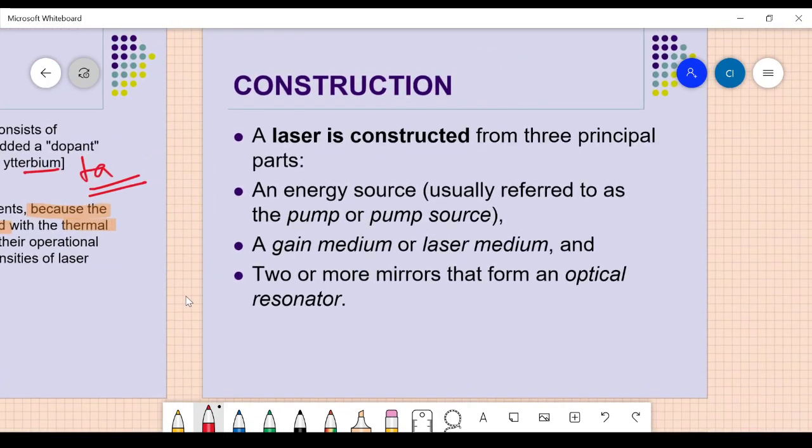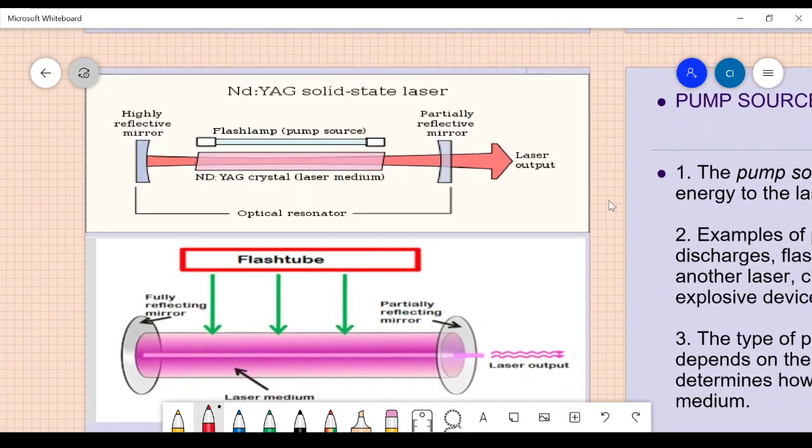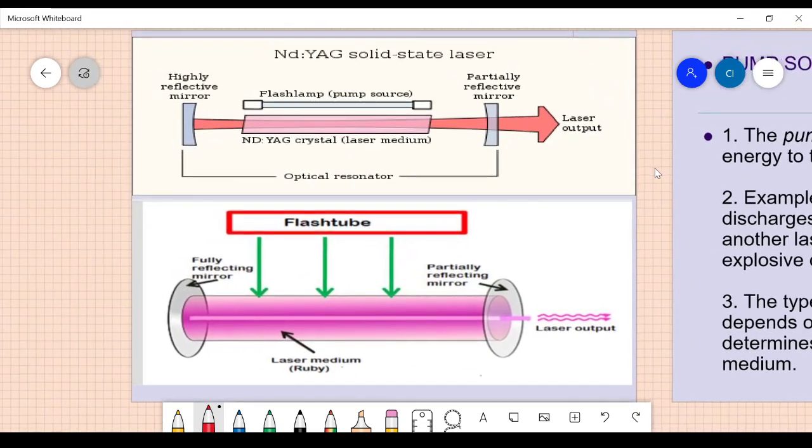Construction is not in your syllabus, but a laser is constructed from three principal components: an energy source, a gain medium, and mirrors forming the optical resonator. Let's have a look, because unless we have an idea of how a solid state laser looks, we are not going to understand many things about it. Here is a highly reflective mirror, and then you have the flash pump source, which is the source of all your light. You can use any material there. Here is the Nd:YAG laser medium. A partially reflective mirror is also there.